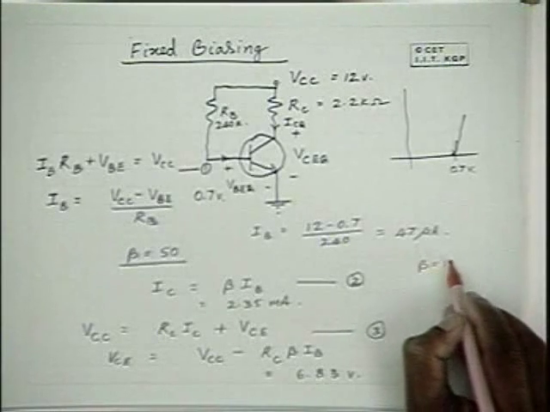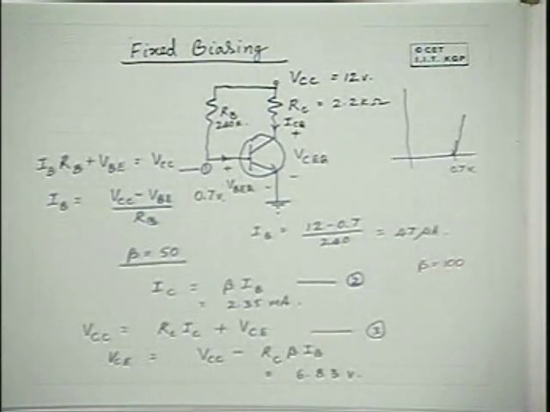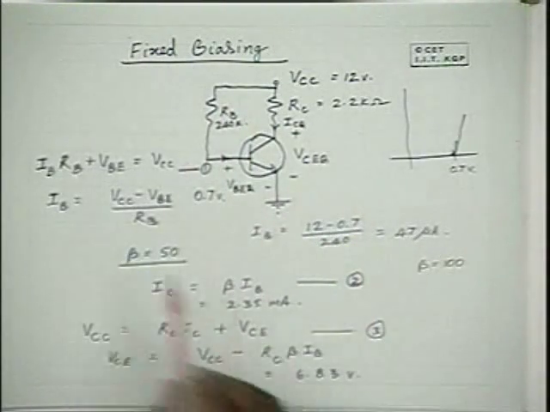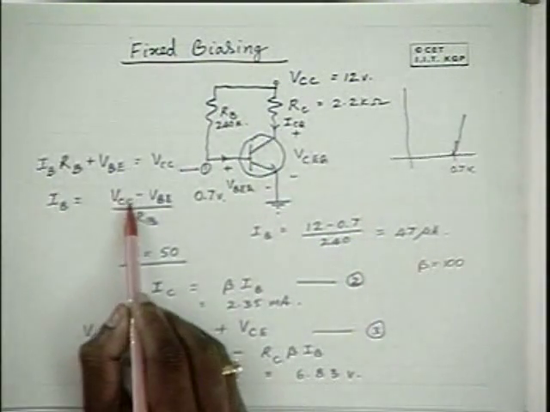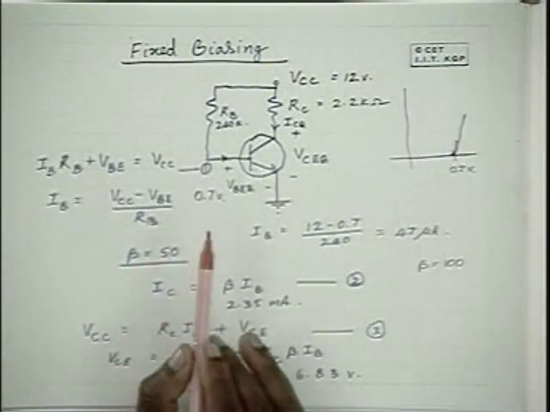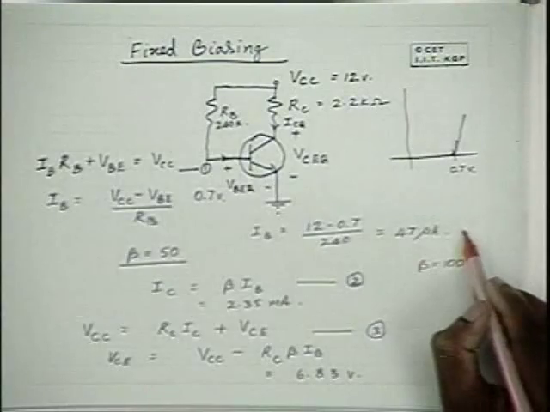Now, if beta is equal to 100 in this particular case, let us redo the analysis. Do you expect any change in IB? Because IB is VCC minus VB by RB alone. It is not connected with beta. Therefore, IB is going to be 47 microamperes.